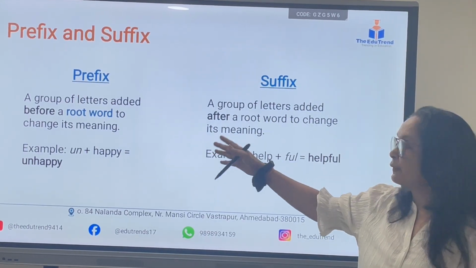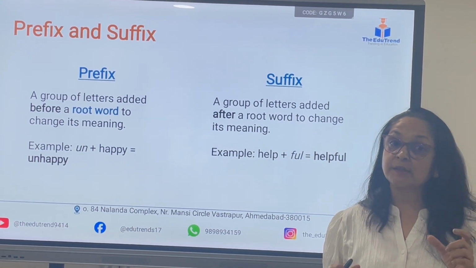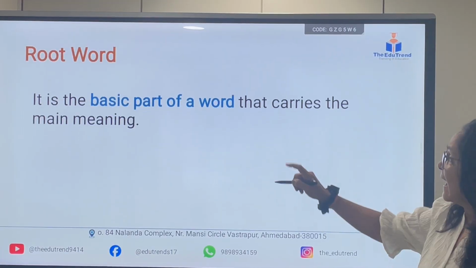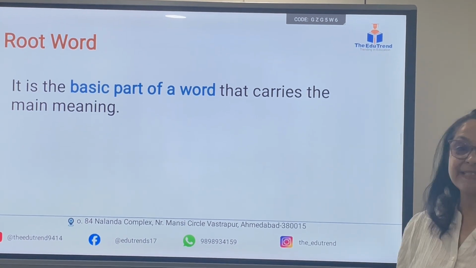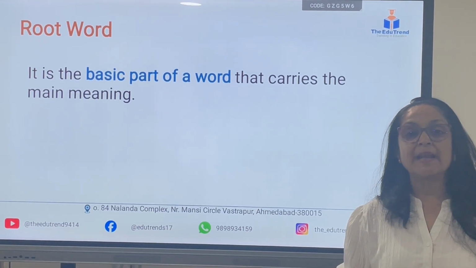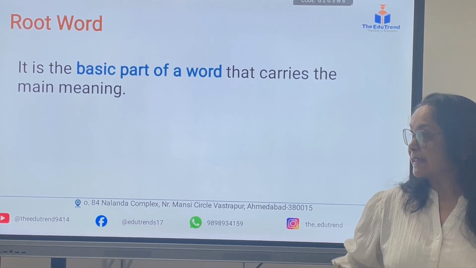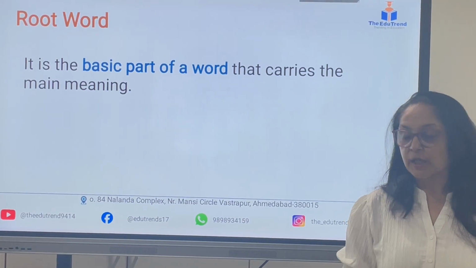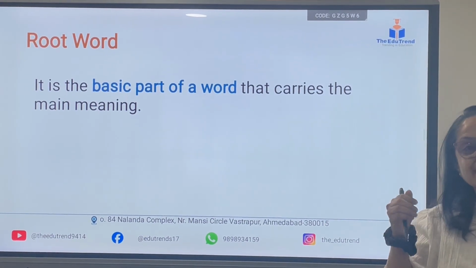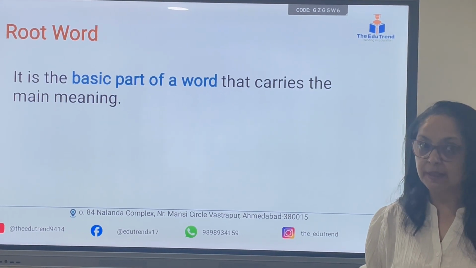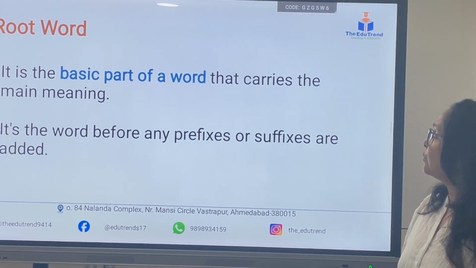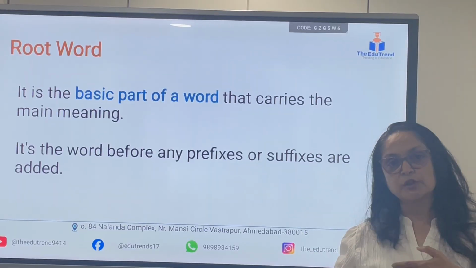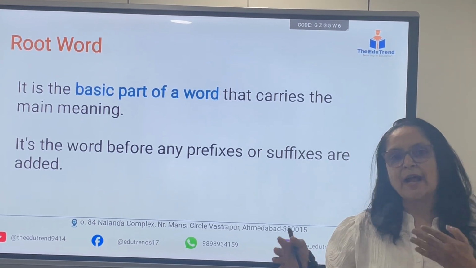In order to know more about prefix and suffix, we need to understand what the root word is. It is the basic part of the word that carries the main meaning. For example, when I say window, door, board, pen, these all are root words. They have a particular meaning. So root words are the words which are themselves the main word and have some meaning. It is the word before any prefix or suffix is added. It's the main actual word before we add on something.